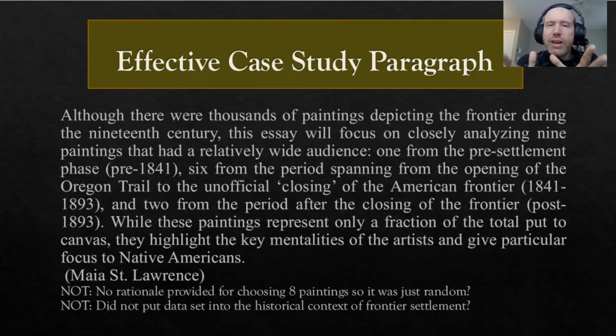So what Maya does very well here is to essentially explain the chapters of Western settlement and the main eras of that, and this is going to explain how she's going to choose her data set in terms of two different eras and comparing them. So what you don't want to do, or what you can't do, is just to have 8 random paintings, right? You have to have a rationale for why you chose this as your data set, and you want to link the data set to the historical chapters of the frontier that you are studying.